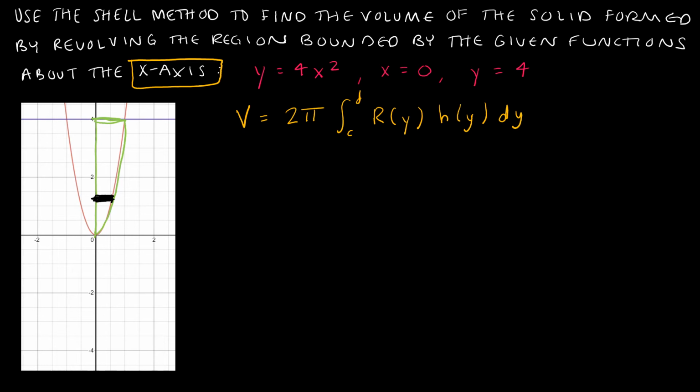The radius would be the distance from our axis of revolution, which is our x-axis, to our function. So that's r of y. And then our height would be the distance across. So that's our height. Just as I did before, I want to think about what each of those values would be. So what would be my radius? Well, my radius is just going to be the y value. Whatever value I have for y is going to be equal to the radius of my figure.